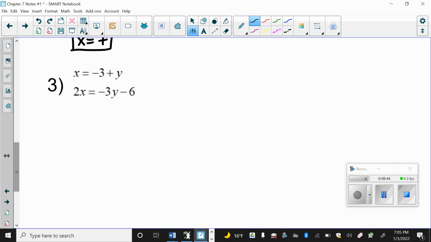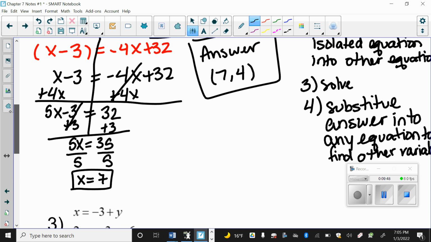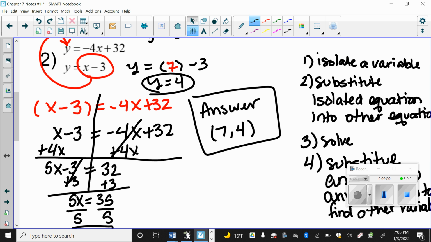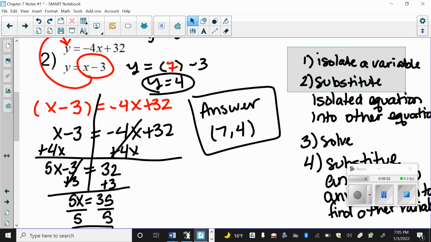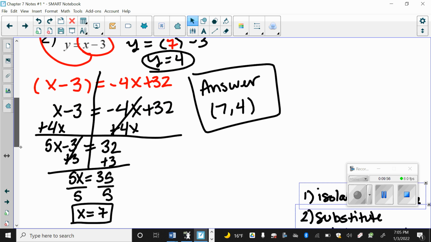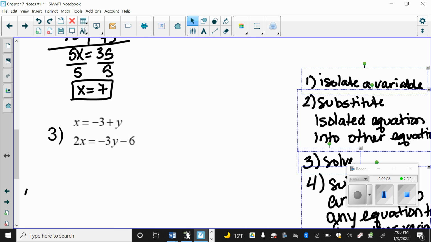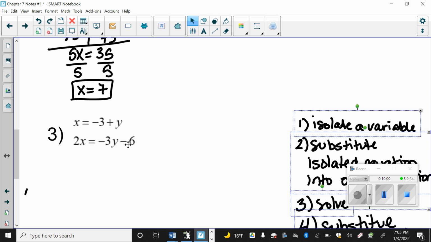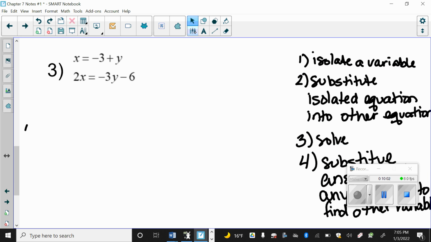All right, number 3. I'm going to take those steps and move them on down so we can keep referring to them. Okay, so step one, isolate a variable. So in this case, my top equation has x isolated, so I don't have to do step one.